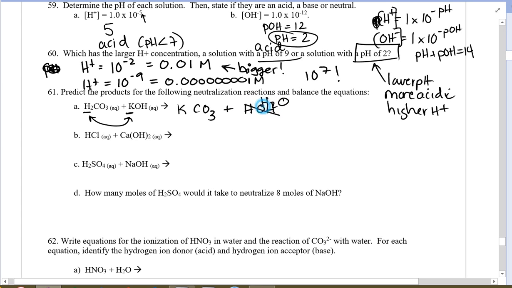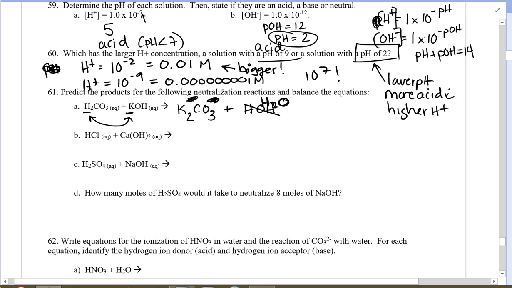So water is always going to be a product of a neutralization reaction. Sorry, that's kind of messy. The other compound is called the salt, and when you're trying to figure out the formula of the salt, you need to look at the charges of the ions and do our crisscross method to make sure we end up with the right chemical formula. So it's going to be K2CO3.